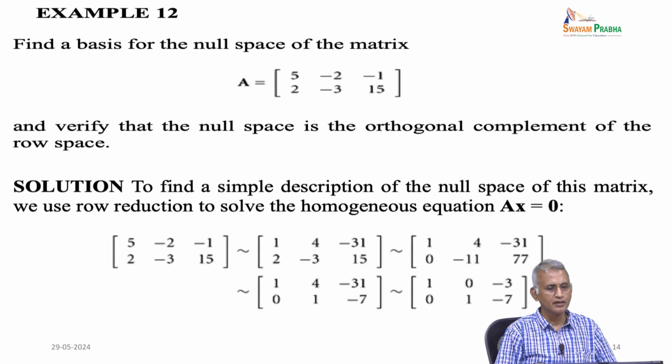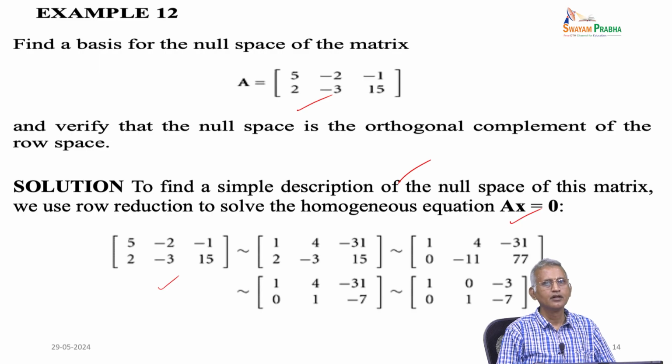Another example: find a basis for the null space of the matrix with 2 rows and 3 columns, and verify that the null space is the orthogonal complement of the row space. Here, to describe the null space of this matrix, we use row reduction to solve the homogeneous equation Ax equal to 0. Therefore, we have 5, minus 2, minus 1, and 2, minus 3, 15.